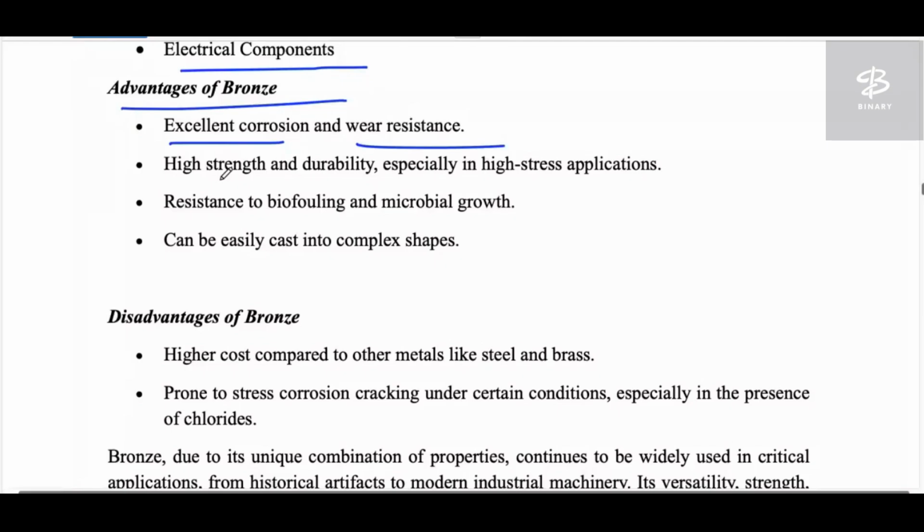Okay. So high strength and durability, especially in high stress applications, resistance to fouling and microbial growth, and it can be easily cast into complex shapes.